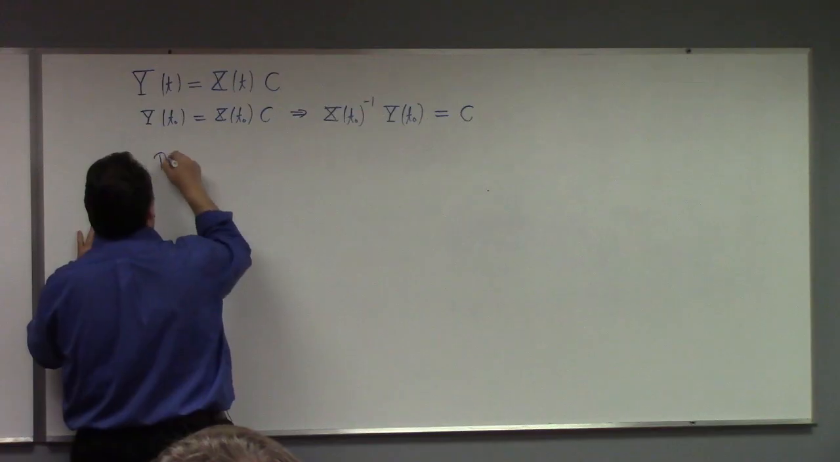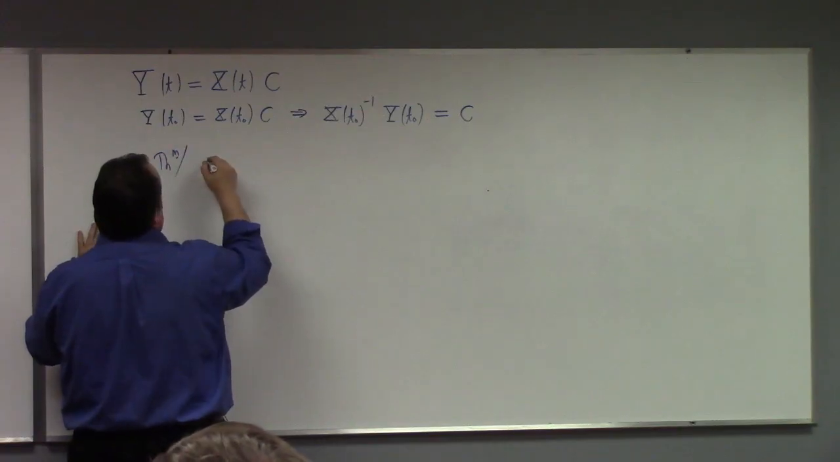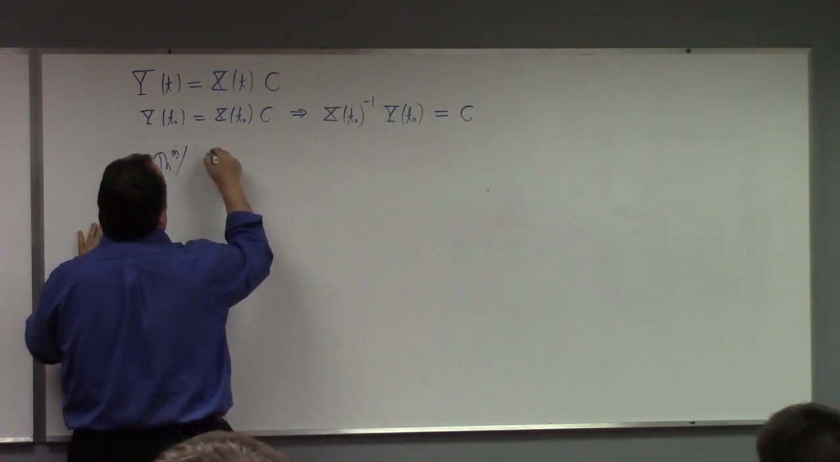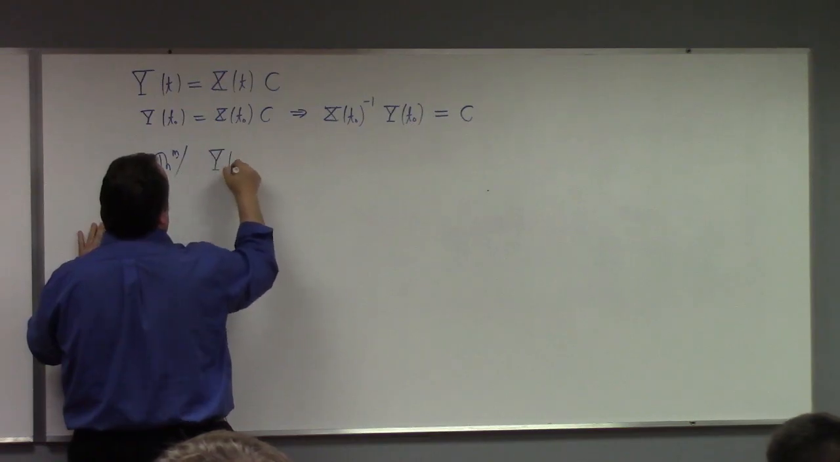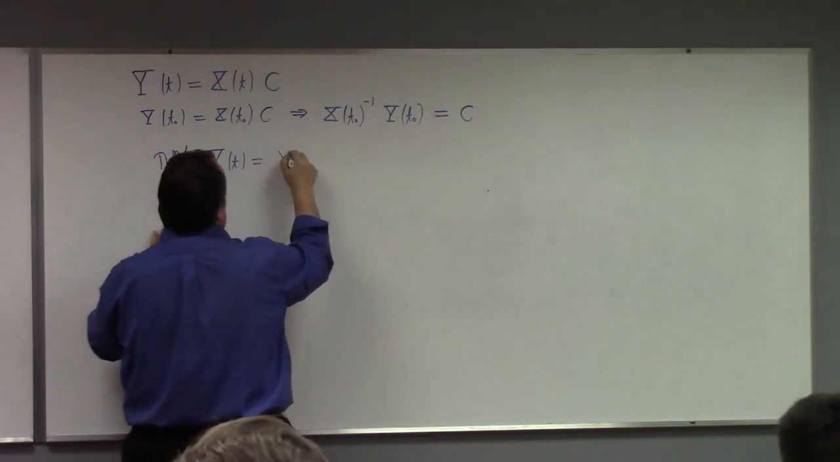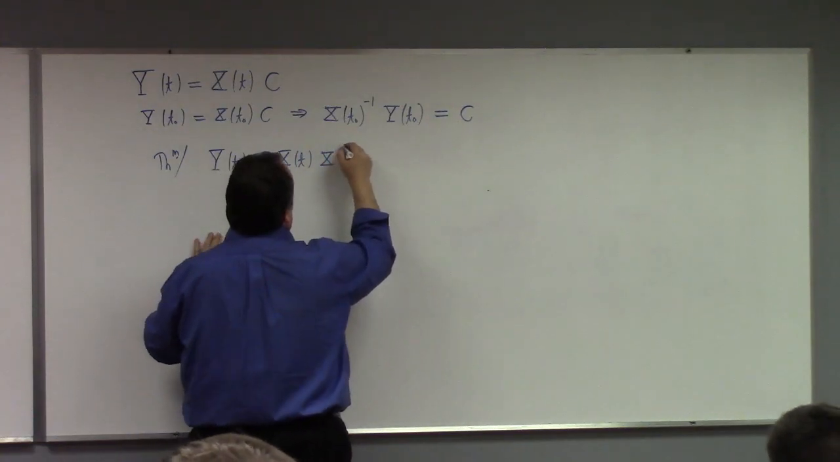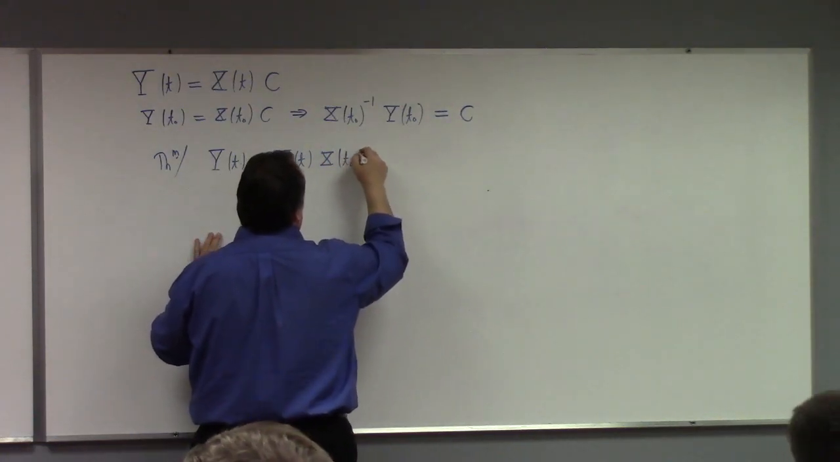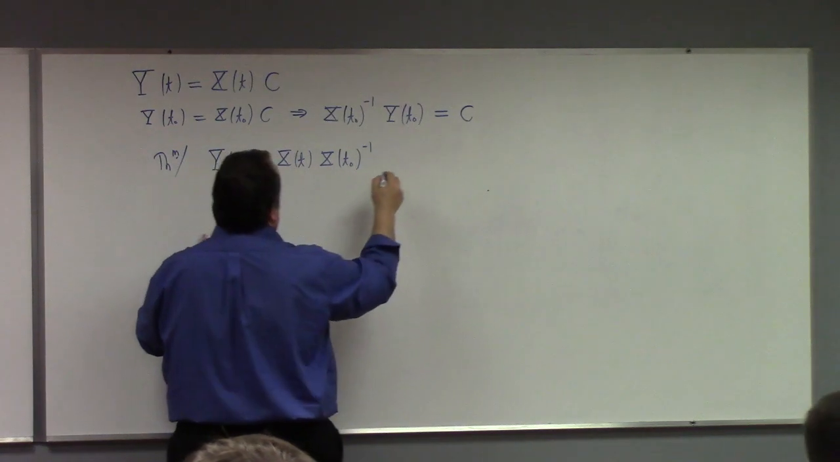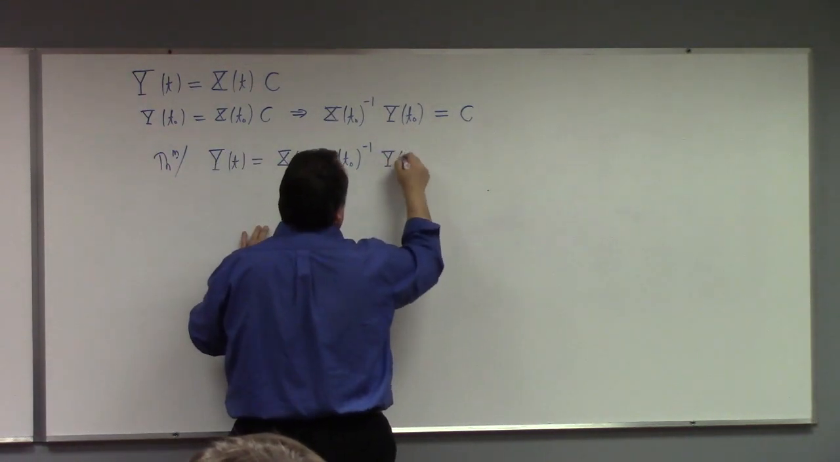So therefore we have the following theorem, which is that Y of t is equal to X of t times what? Well, X of t times X of t naught inverse times Y of the initial time, t naught.